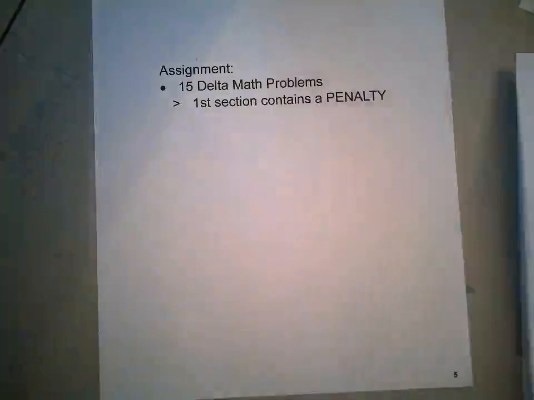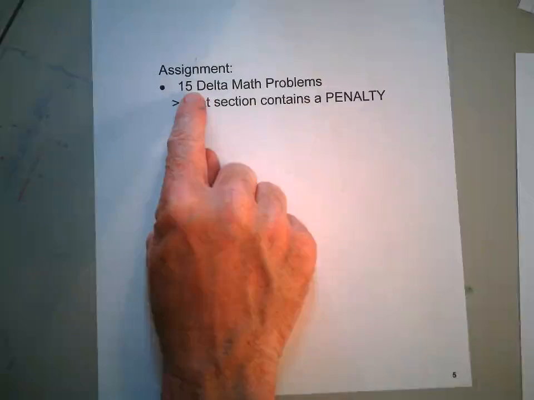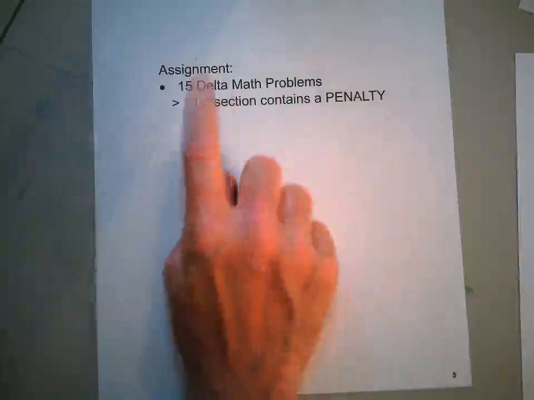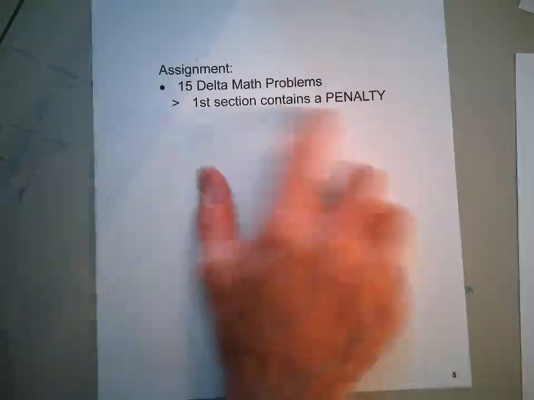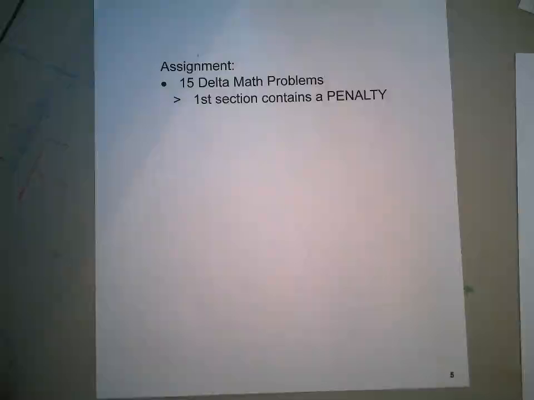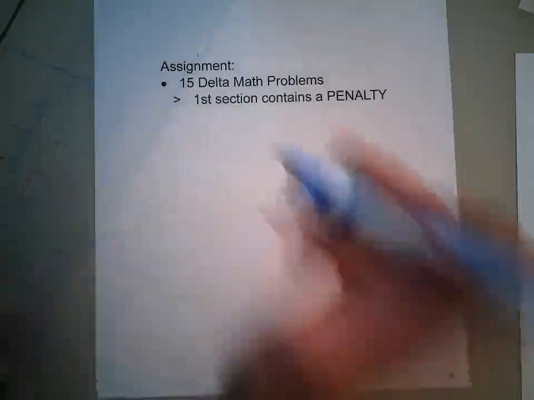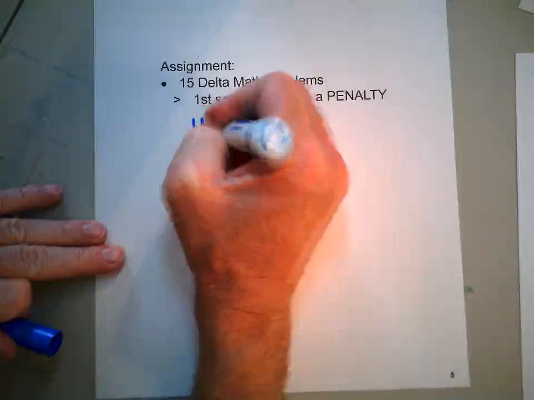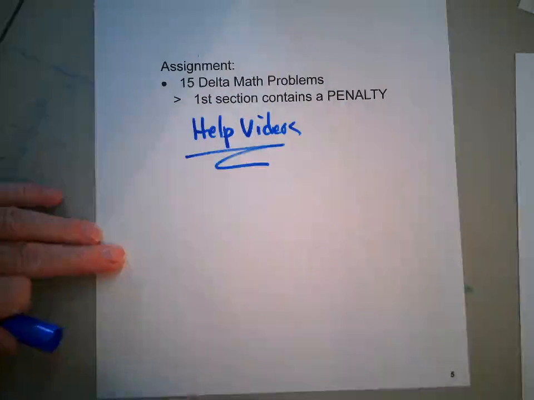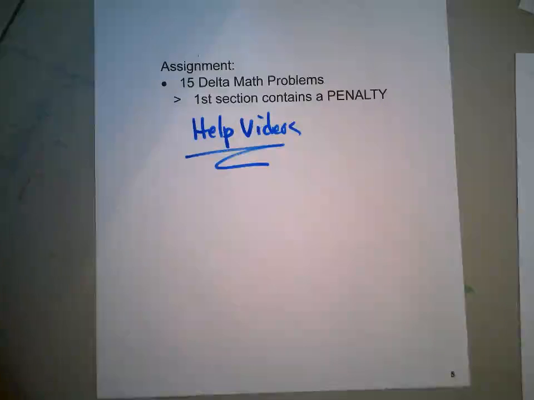Okay. So our assignment is going to be 15 Delta Math problems, 5 problems like each of the 3 problems that I just finished. The first section contains a penalty because they're just plotting that point. If you need to, look at the help videos. They'll show you how to graph those.